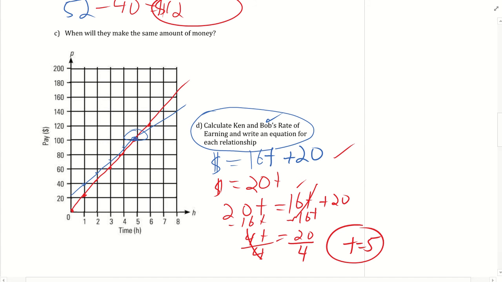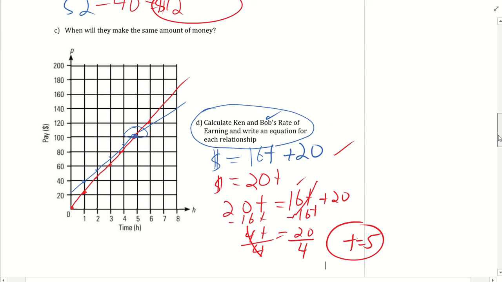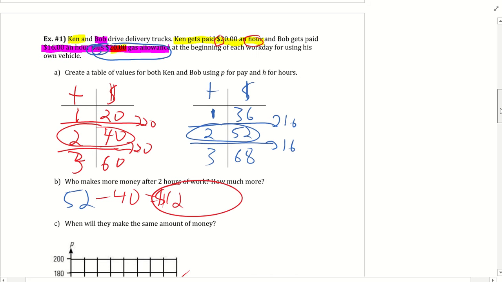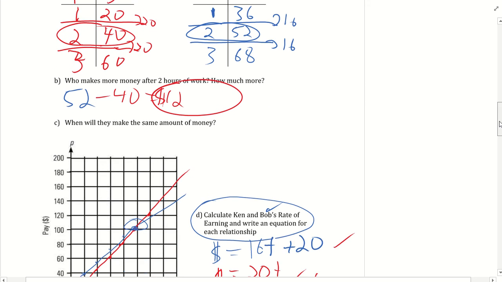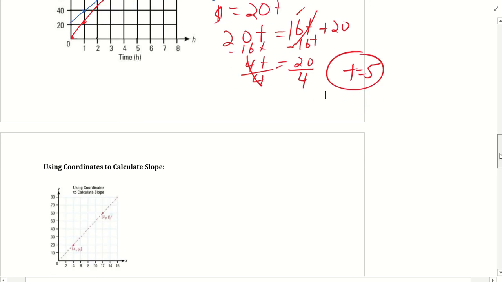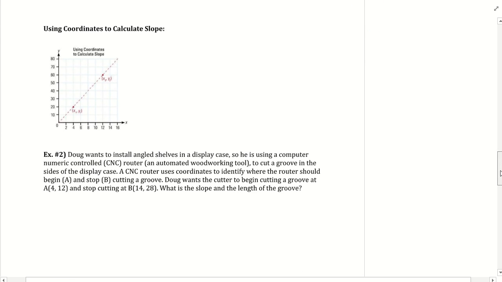All right. That was fun. I enjoyed that. It's interesting to put it together like that and see how they all relate. So you have tables, you have graphs, you have equations, and they all interwork together. And I'm hoping that will really make sense to you guys.